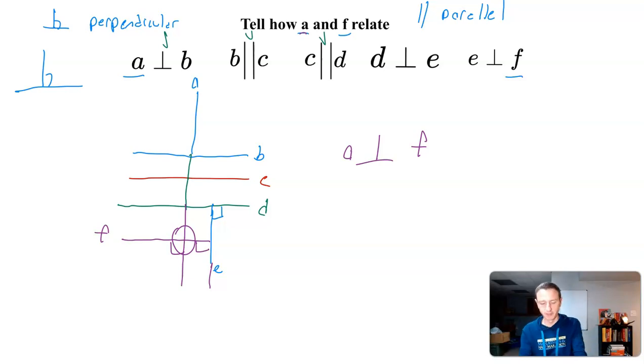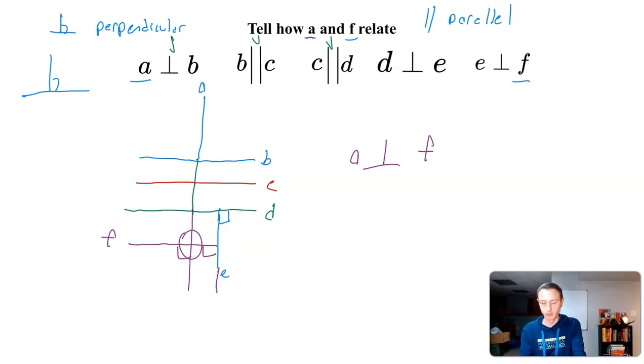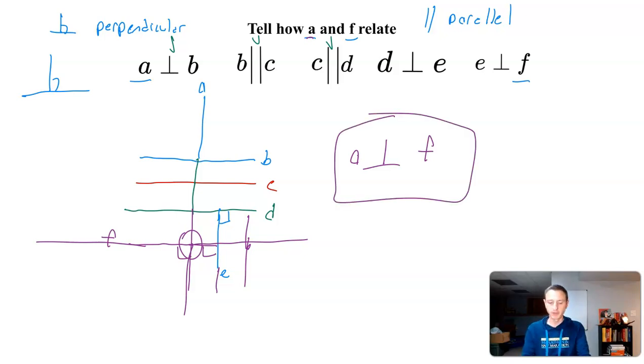And these lines just extend forever. So if you're like, well, what if it didn't extend? What if it came from over here? Doesn't matter. They just extend forever. So F is going to go here. Hey, we're just trying to develop what the relationship is. So we could say A is perpendicular to F based off of the sequence of relationships.